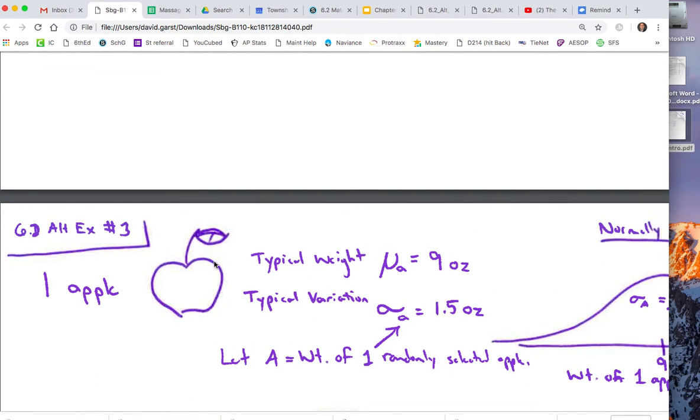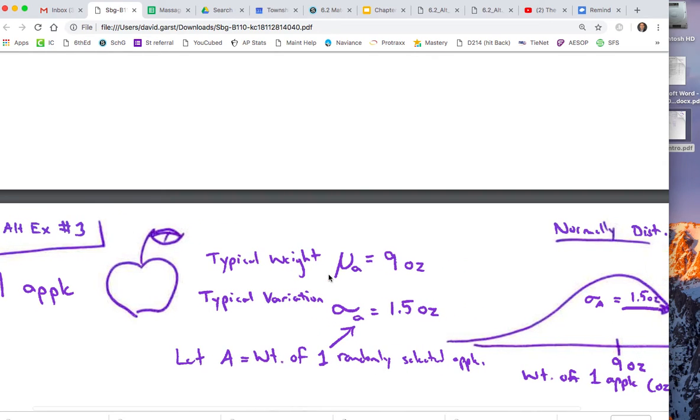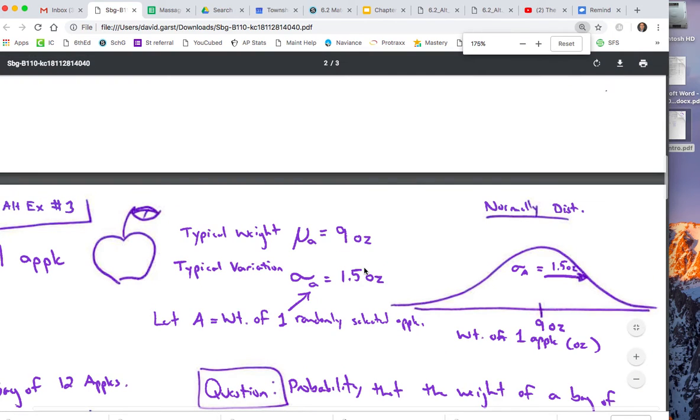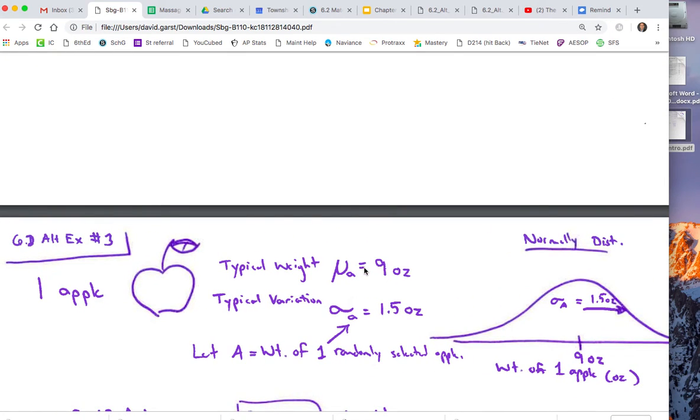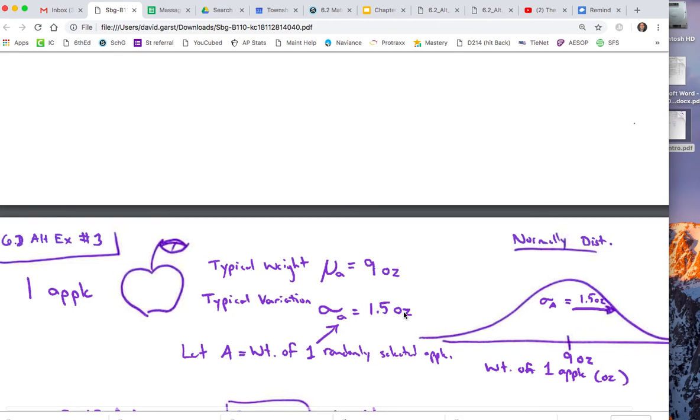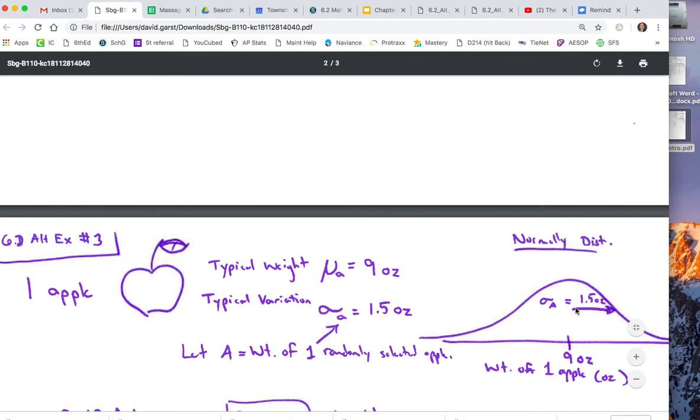First off, they told us that you have a single apple, and the average weight of a randomly selected apple is about 9 ounces. Now, apples don't come the exact same weight, and they vary. So the average weight of a typical apple that is picked is 9 ounces. And the typical variation among apples, if you randomly picked a different apple and looked at its weight, is about 1.5 ounces. They tell us that the distribution of the weights of single apples is normally distributed with 9 ounces being the center and 1.5 being the spread.